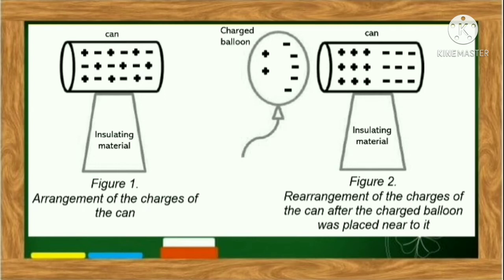Although the total charge on the can will be zero, the opposite sides will have an induced charge, meaning to say, a charge produced by charging two objects without actual contact.